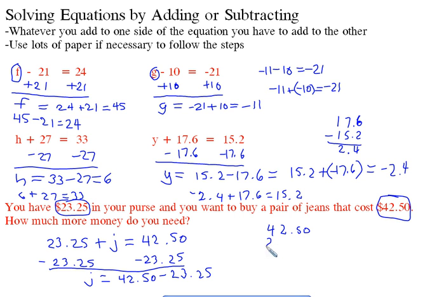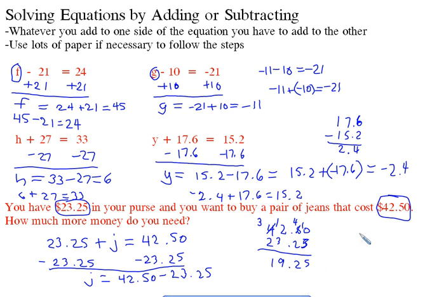42.50 minus 23.25. Go ahead and we figure this value out. So 5 from 0 can't do, so that's going to be 4, 10, 10, so now it's 5. 10 minus 5 is 5. 4 minus 2 is going to be 2. Got a decimal point there anchored. 2 minus 3 can't do, so got to borrow from here or rename from here. So now I've got 12 minus 3. That's going to be 9. 3 minus 1, 2. So you need $19.25.